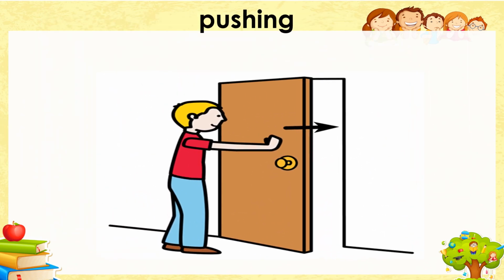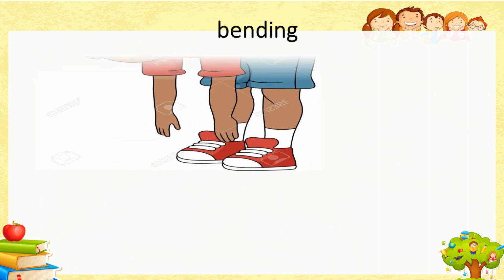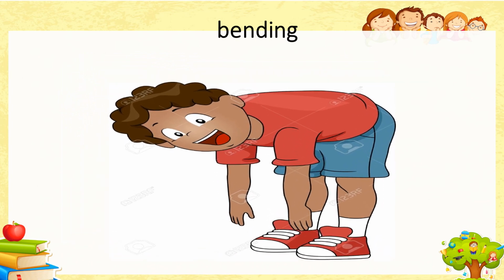Next is pushing. Pushing. Okay, another example of movements that do not change the location. Another example here is twisting. Twisting. It's an example of a movement that does not change the location. This one is bending. Bending is an example of a movement that does not change the location.